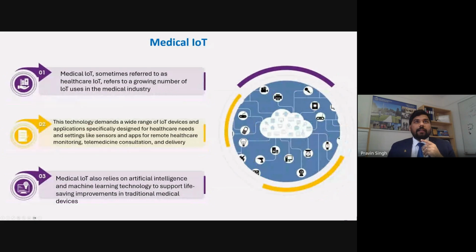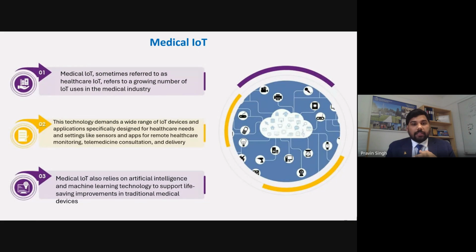And now, if we go for the medical internet of things, basically it will connect smart devices that continuously collect and analyze patient data. So basically, remote patient monitoring. So wearable devices track heart rate, blood pressure and glucose level in real time.